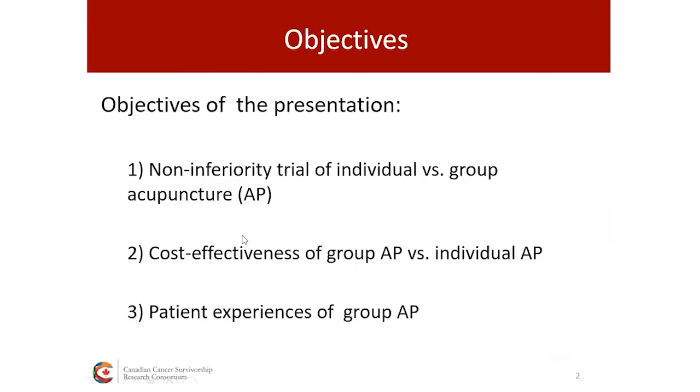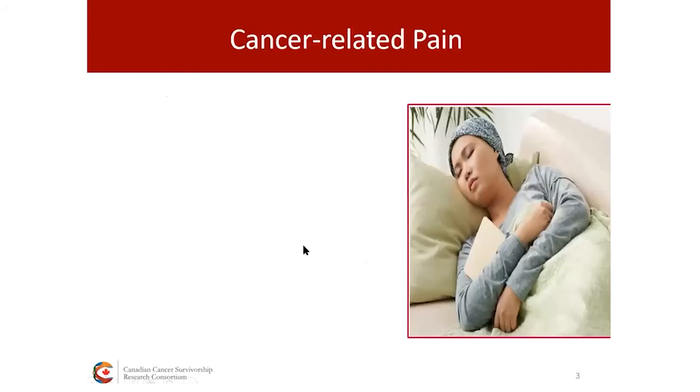Okay. So this presentation will be subdivided into 3 segments. In the first segment, we'll be talking about the non-inferiority trial that we did to compare individual versus group acupuncture. The second section deals with the cost effectiveness of group acupuncture compared to individual acupuncture. And lastly, we briefly talk about the qualitative study that we also did to explore patient experiences of group acupuncture. So we'll get started with the first objective.